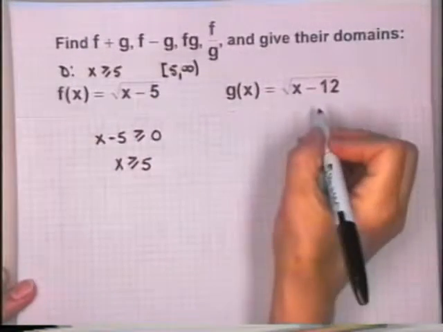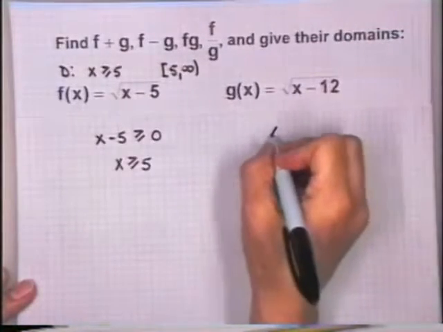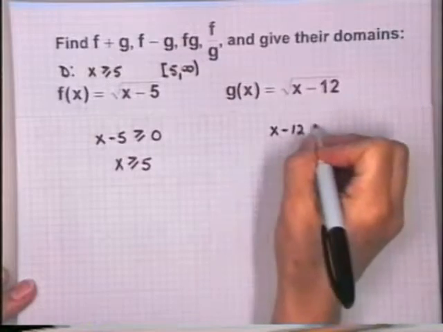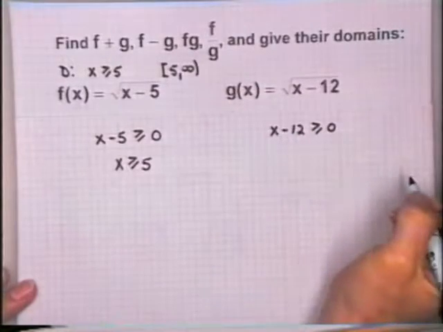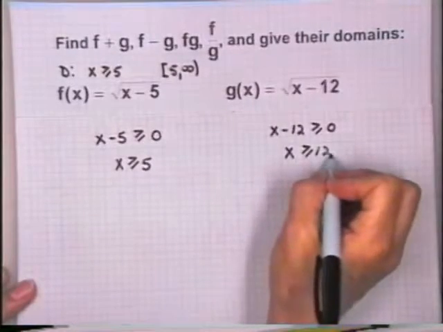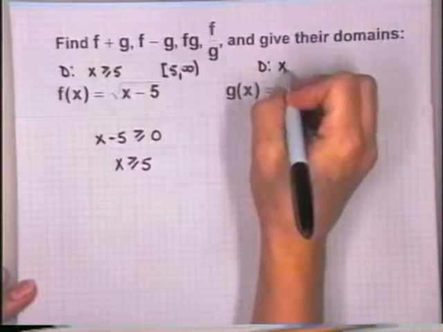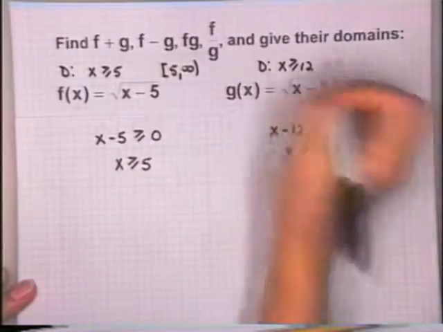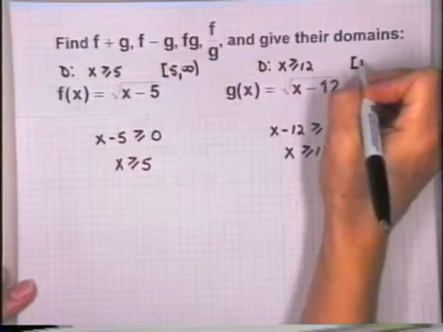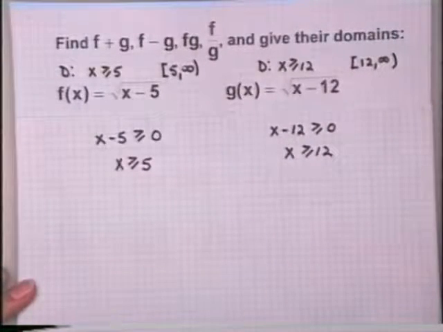Now for function g, again we have a radical and we can't get a negative under there, so on this one x minus 12 must be greater than or equal to 0, which says x must be greater than or equal to 12. All right, for function g then, x must be greater than or equal to 12. In interval notation, that means from 12 to infinity, like that.